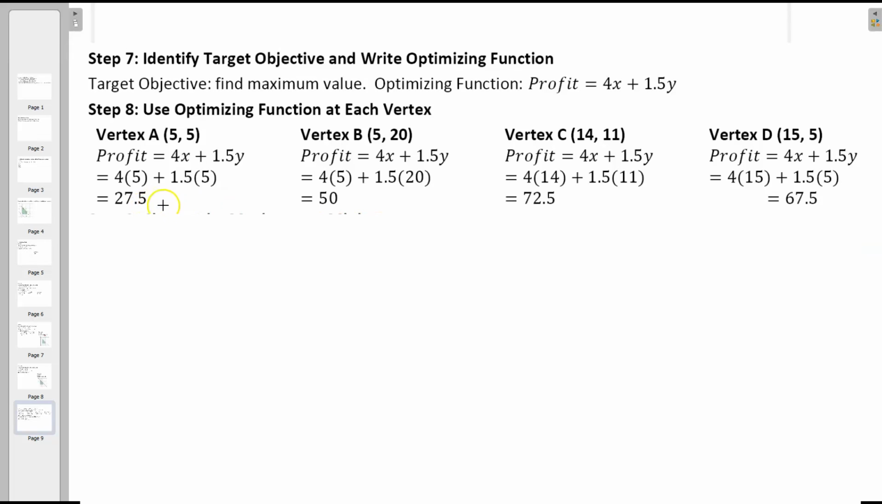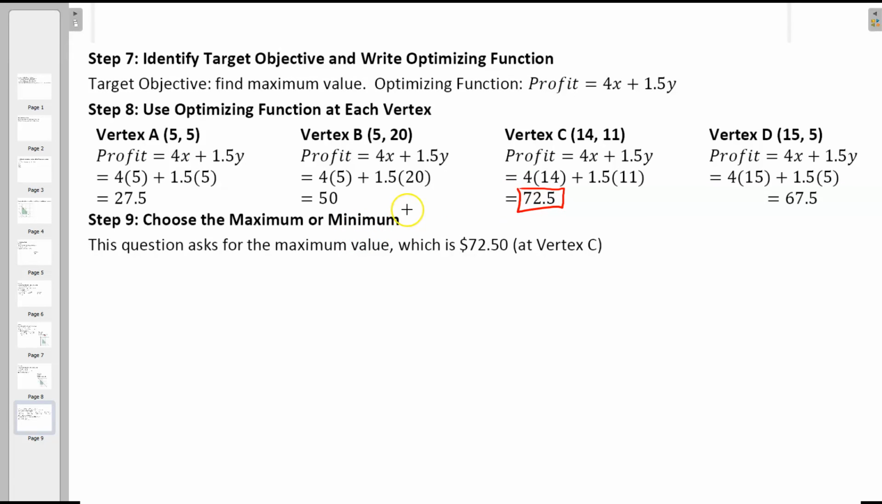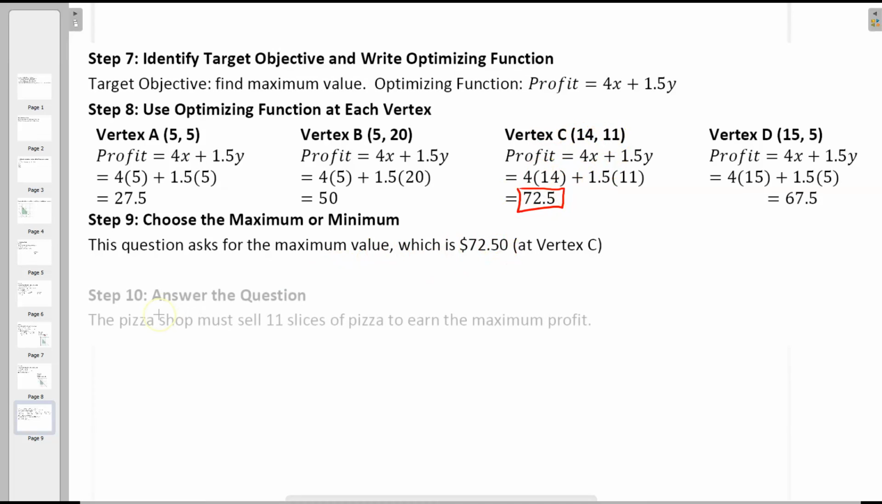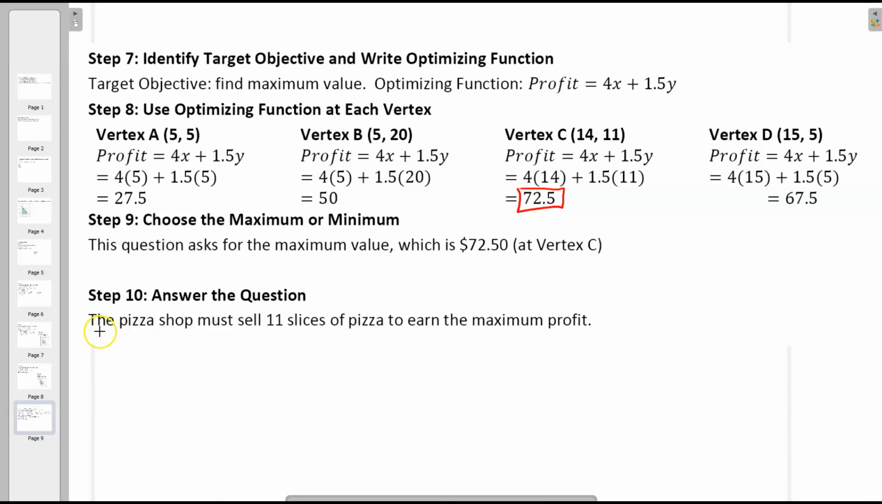Now we can go through and look at each one and figure out which one gives us the largest value, and it's clear that 72.5 is the largest value, so that is the maximum profit that they can make. Once we've figured that out, that gives us the maximum. We know at which vertex that occurs. Now we need to just summarize to answer the question that was posed during the initial problem and say that the pizza shop must sell 11 slices of pizza to earn the maximum profit.